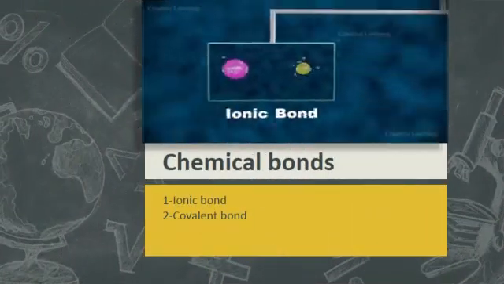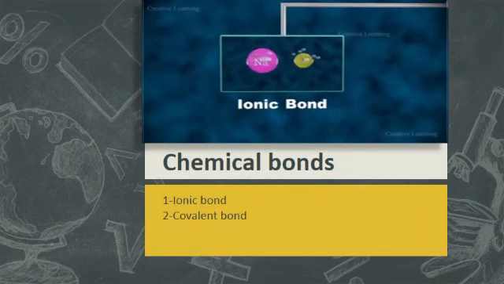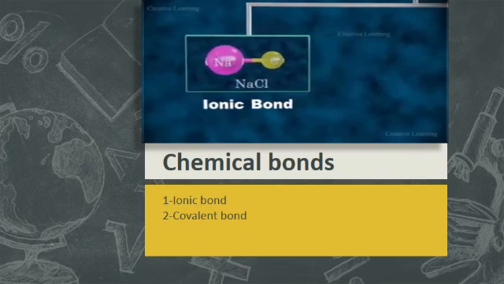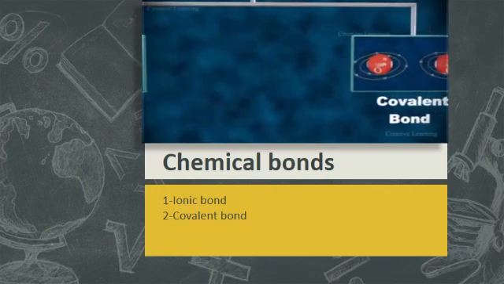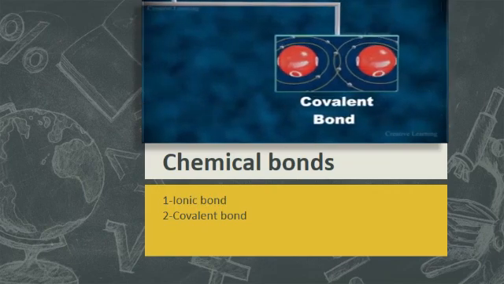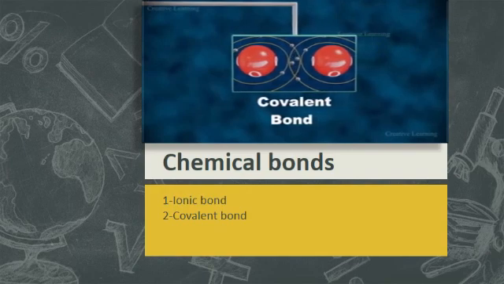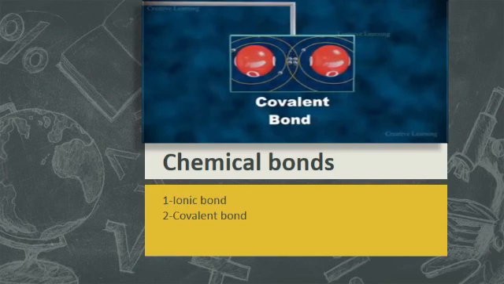Here's a recap of a chemical bond. The chemical bond formed by complete transfer of electrons is called an ionic bond. You have learned many examples, and please keep on watching video lessons. In our next video, we will be learning about covalent bond.